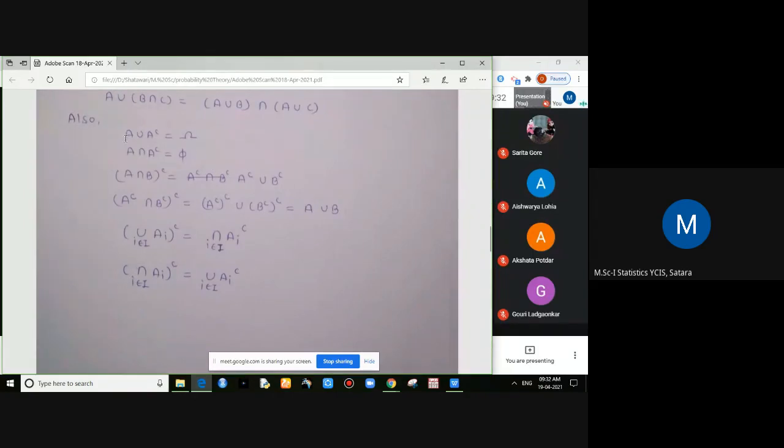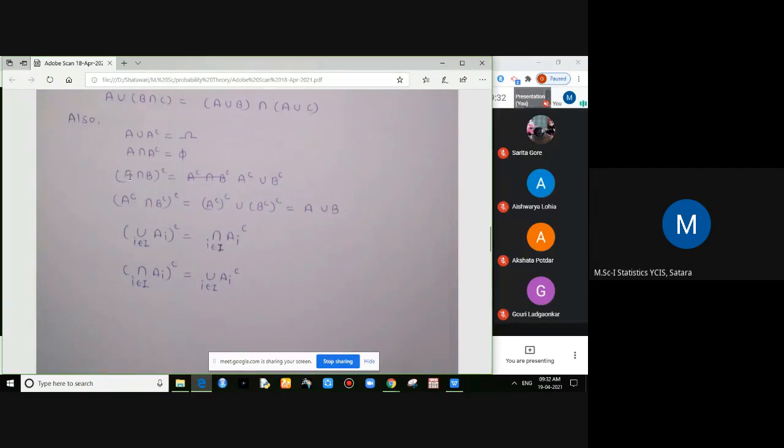After that, if we take A union A complement, then we get the whole sample space. If we define only one event A on the sample space, then A union A complement is the whole sample space. And A intersection A complement is the null set, that is, the empty set.